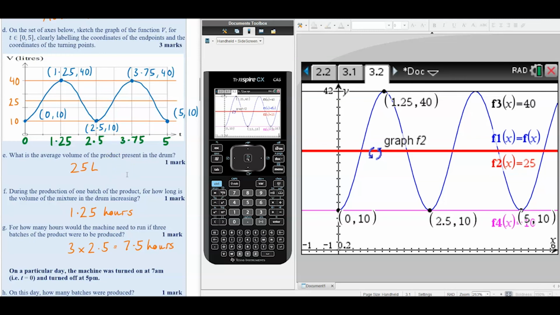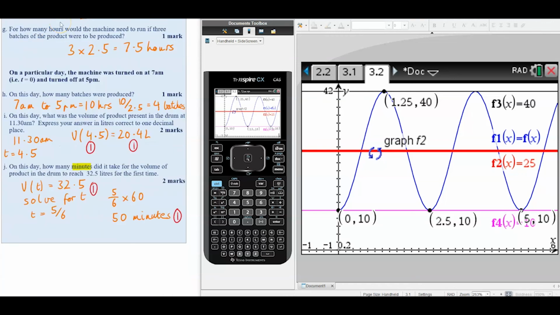For how many hours would the machine need to run if 3 batches of the product were to be produced? So again, it takes 2.5 hours to run one batch. So 3 times 2.5 gives us 7.5 hours. It does say in hours, so we just leave it at 7.5 hours, but we're going to get a minutes question soon, so be careful with that.